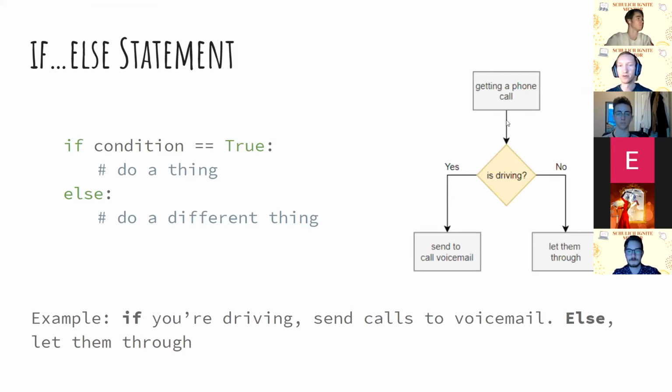In this example that we're starting with, we're getting a phone call, and the condition that we're trying to check is whether we are driving. We will branch depending upon whether that's true or not true. In the case that yes, we are driving, we will send the call to voicemail. And if we're not, then we will let the call through. So these two parts correspond to these two sections. Your code after the if part corresponds to when the condition is true, and the else case corresponds to the case that the condition is not true.